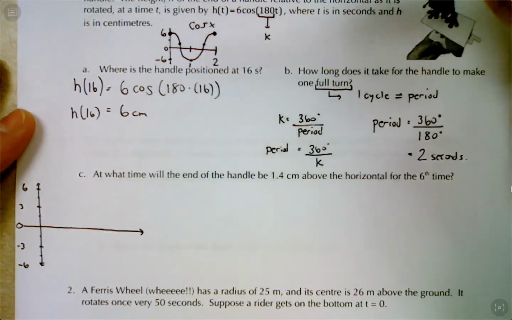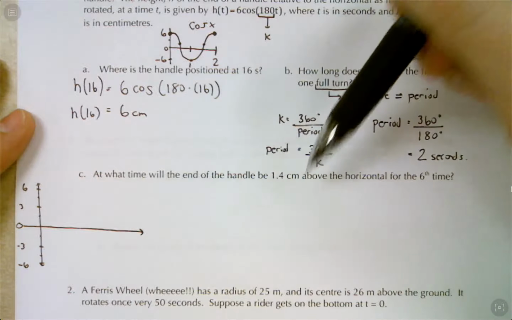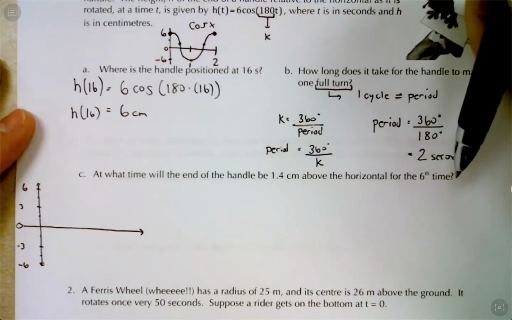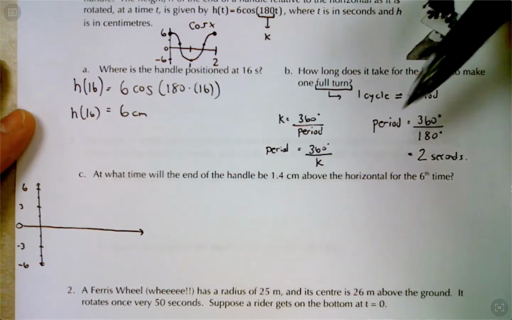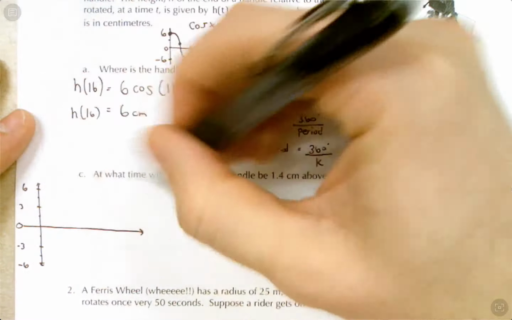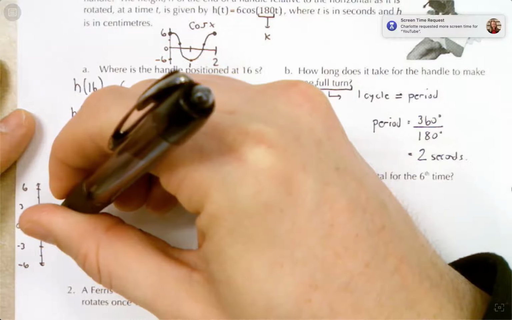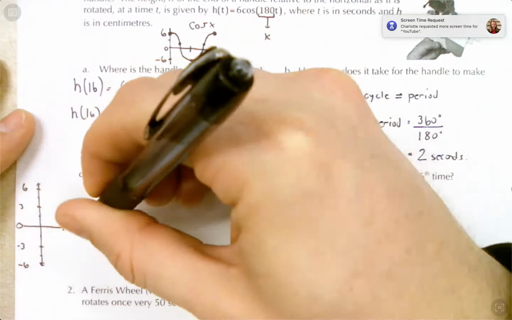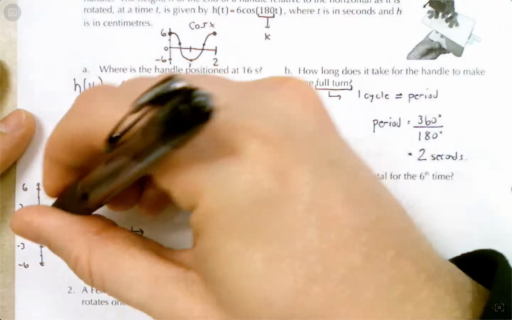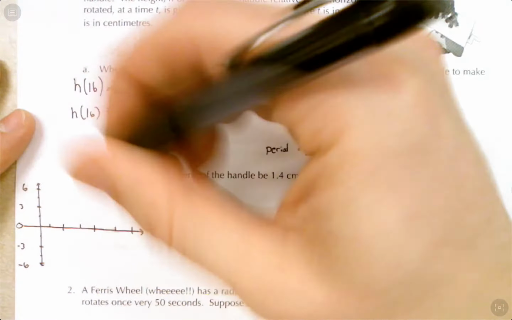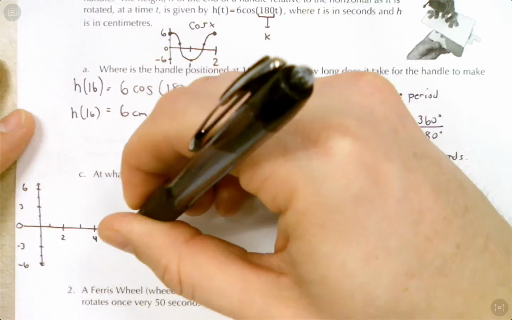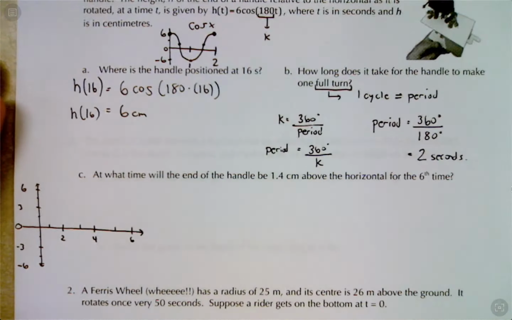2 cycles would give us 4 times that it hits 1.4. 3 cycles would give it 6 times, so we got to draw at least 3 cycles. Each cycle is 2 seconds, so we got to make a scale go to at least 6. So let's say 2, 4, 6. That'd be 1, 3, 5, 2, 4, 6. All right, so we've got to get a cycle in there. Let's give it a shot.